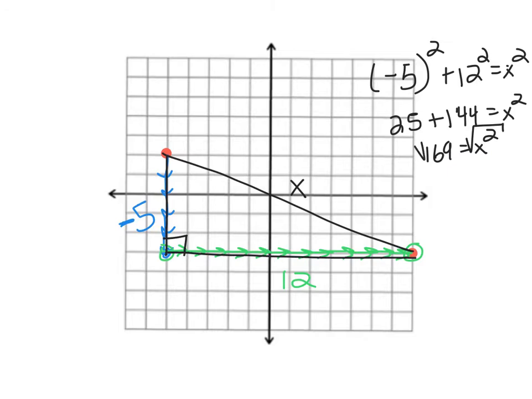I take the root of both sides. Let's make it a second root. That goes away, and I get x equals plus or minus 13. Now, because this is a distance, I'm always going to keep my positive answer only, and x is 13.